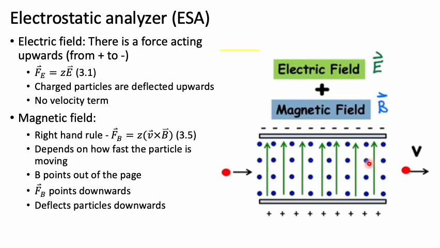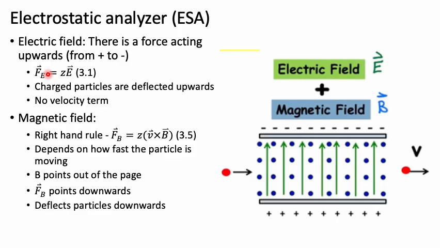So this is what it actually looks like. So we have not just an electric field, but a magnetic field. We have our ions passing through at a certain velocity. There is a negatively charged surface and a positively charged surface, and the charged particles are in this case being deflected upwards. And at the moment, there is no velocity term. This is the part of the equation that deals with the fact that we have the electric field.